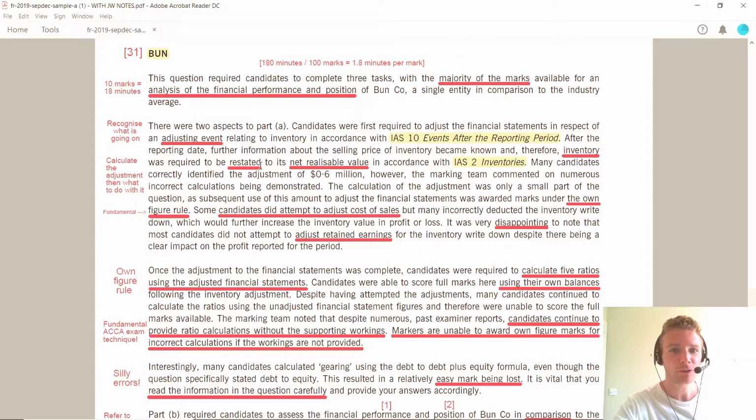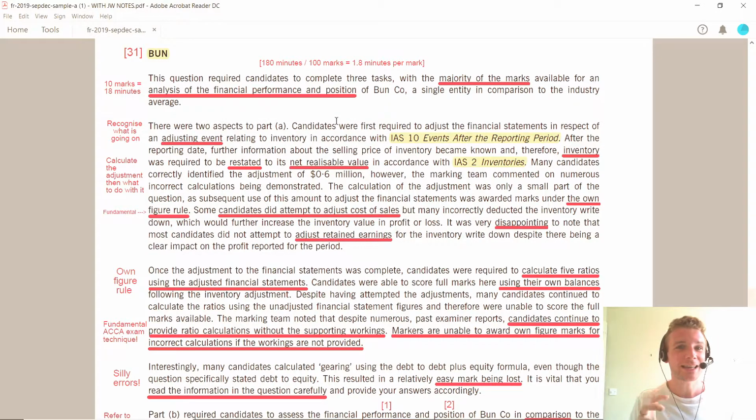So coming on to actual question one, we've got to look at the first aspect, and this was a case of actually recognising what was going on because we had an event after the reporting period. This is an adjusting event after the year end. Notice highlighted in yellow, these are the fundamental standards that you need to be aware of.